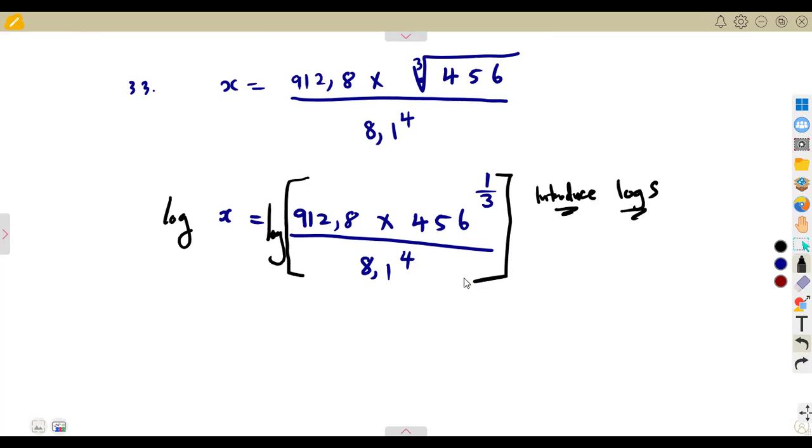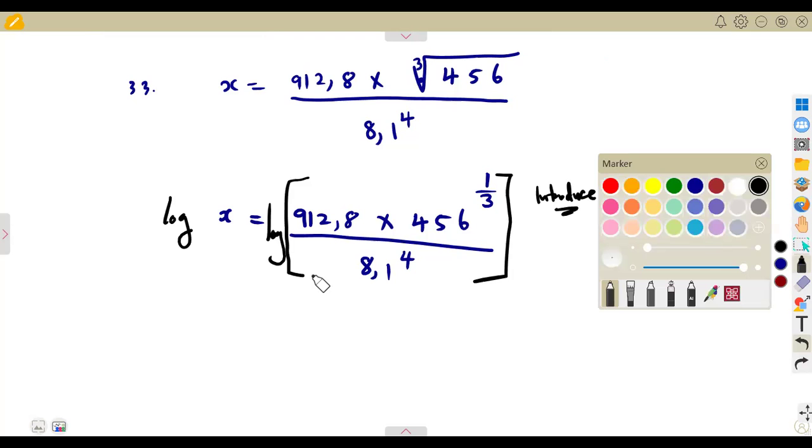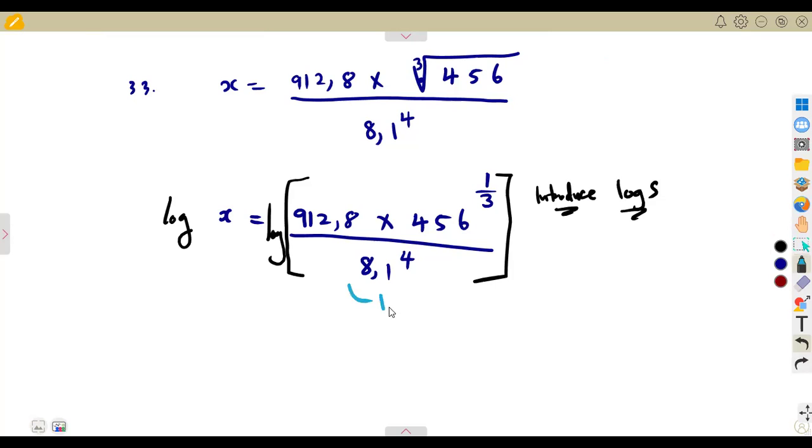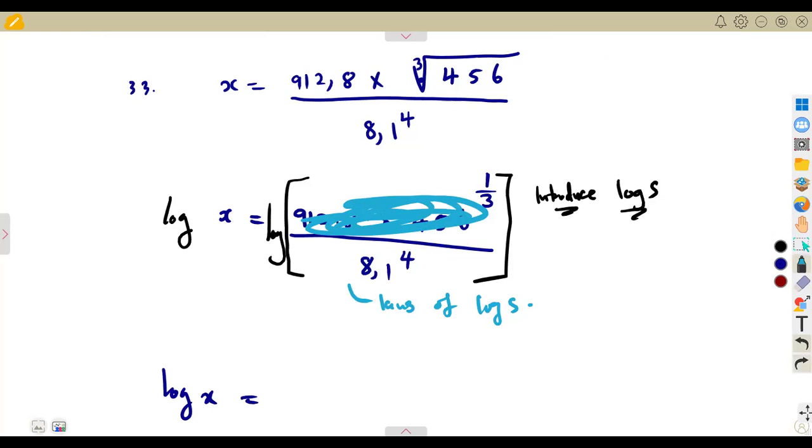Once a log is introduced, forget about how the question was before. You are supposed to be very, very careful because you are now using the laws of logarithms. Once a log is introduced, we are back to the laws of logarithms. What are these laws? Remember this here, we are dividing the numerator by the denominator.